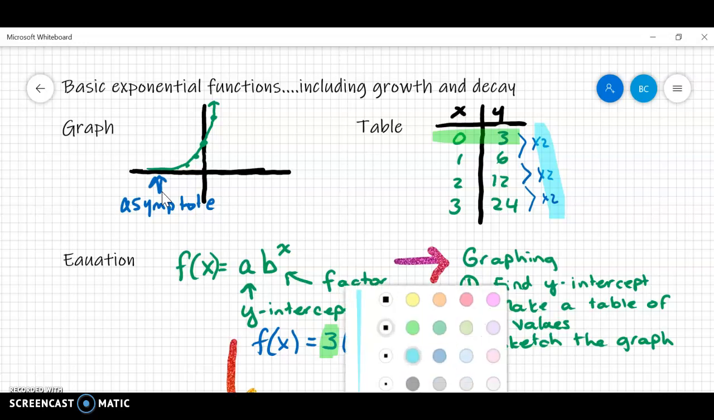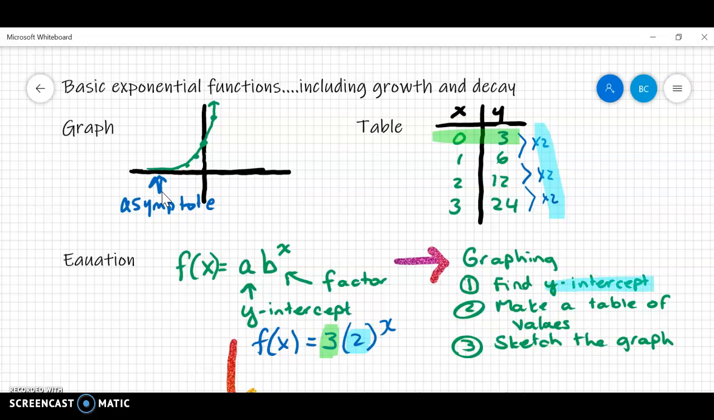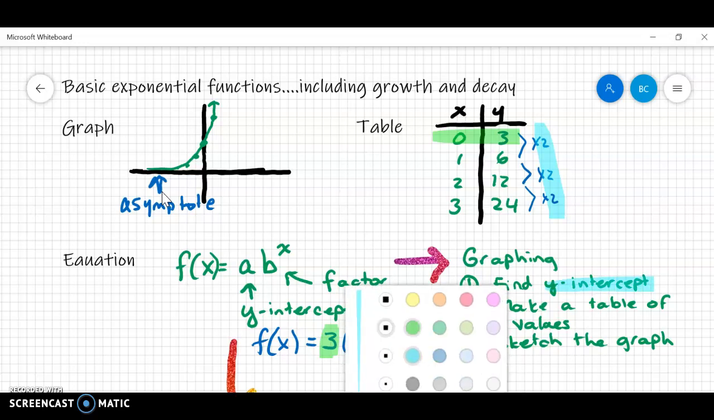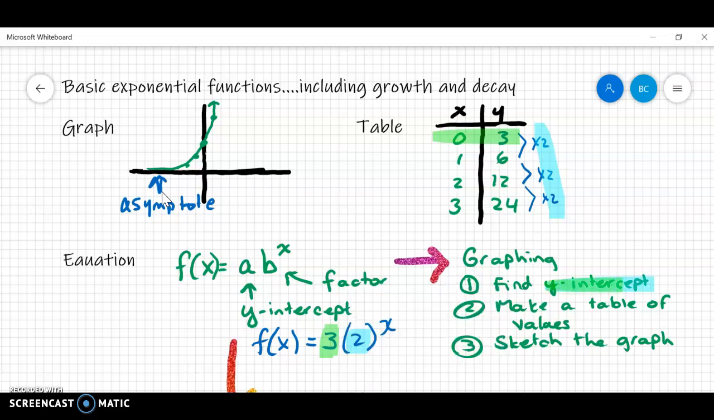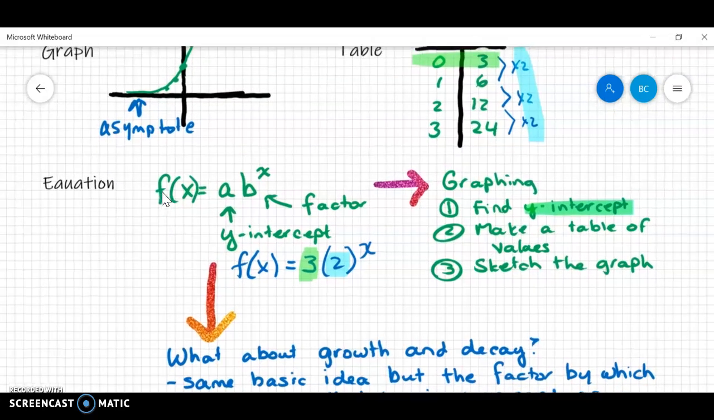So we know, I'm going to highlight that in the same color. Oops, nope, it didn't change colors, sorry. Up to green. So that's going to be 3 in this case. And then I'm going to make a table of values. So I know that it's going up exponentially, and I know it's going to have an asymptote, but I need a few more values before I can actually sketch the graph.